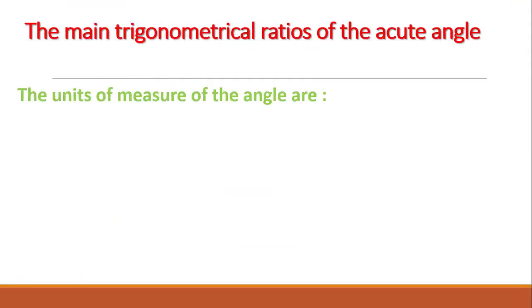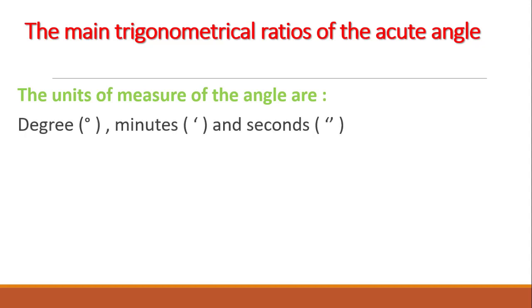At the beginning, I want you to know that we have units for measuring angles. We studied before in primary stage the degree. We all know that the unit of measuring angles is degree. Today we will study two more units, which are minutes and seconds. So we have 3 units of measuring angles: degree, minutes, and second.